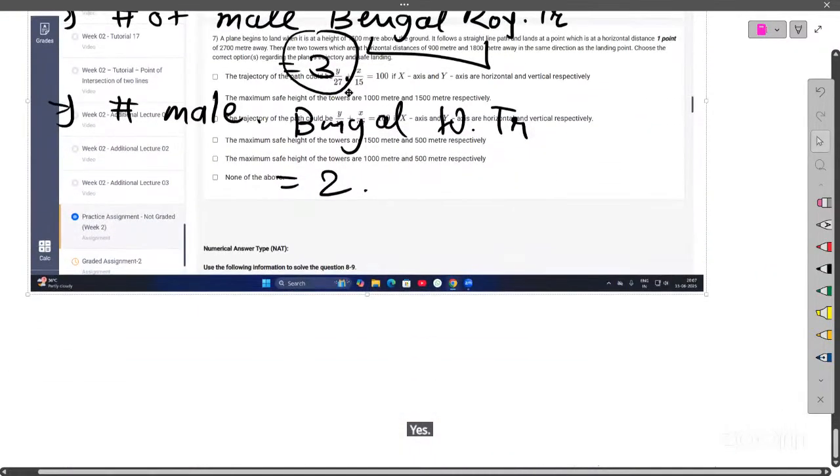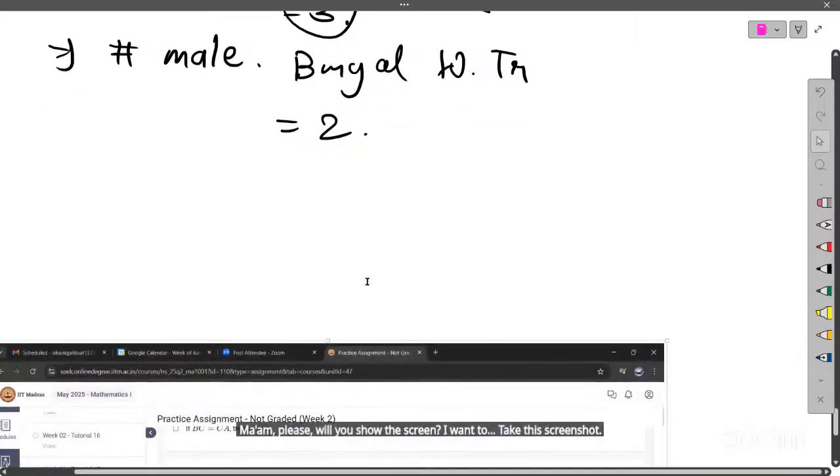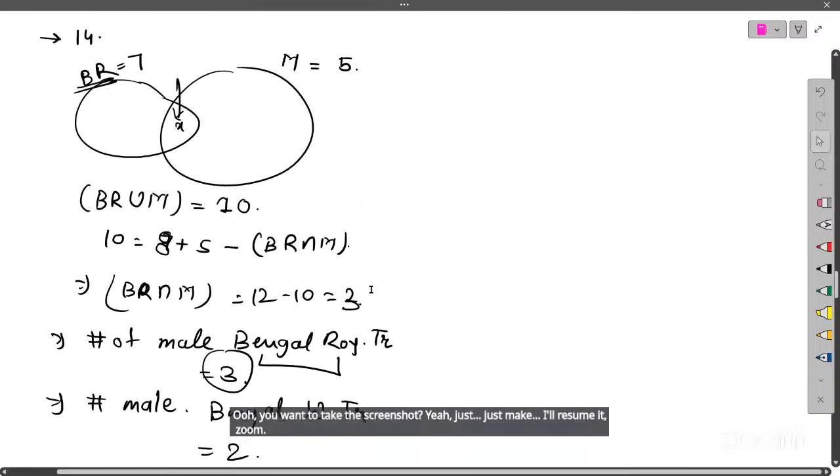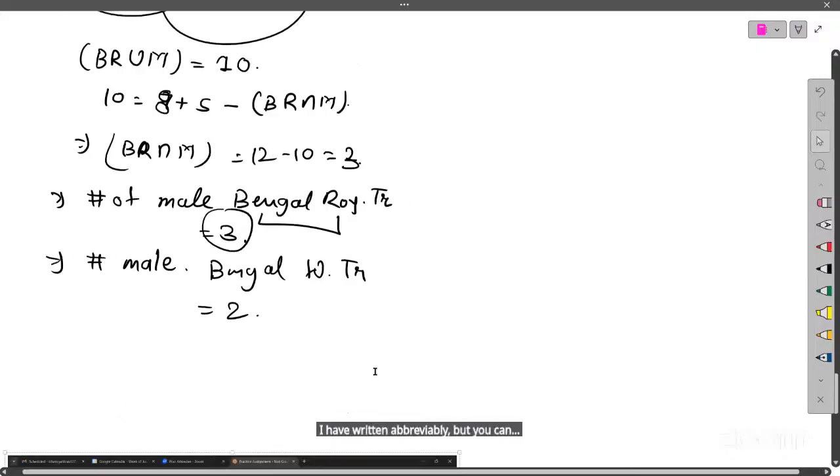Ma'am, please, will you show the screen? I want to take a screenshot. Just a minute, I'll zoom it. I have written abbreviately, ma'am, but you can. Done. Okay.